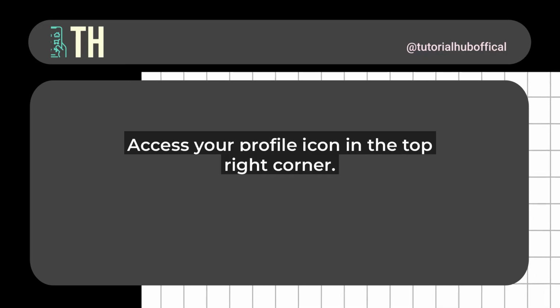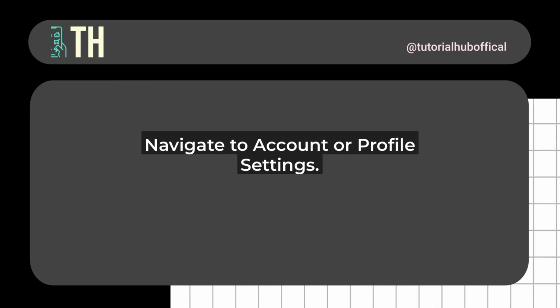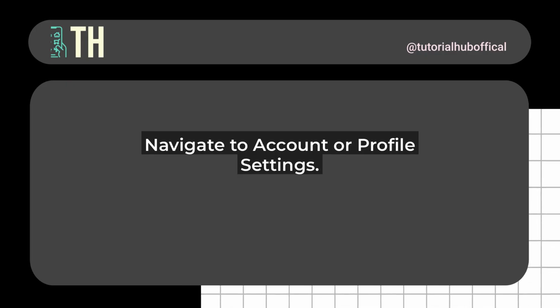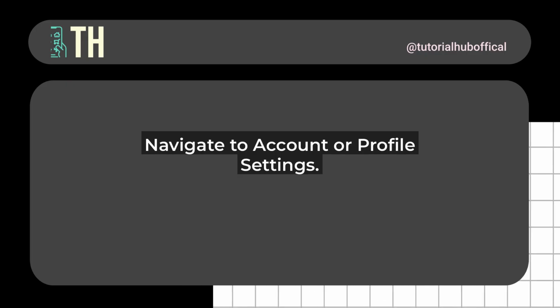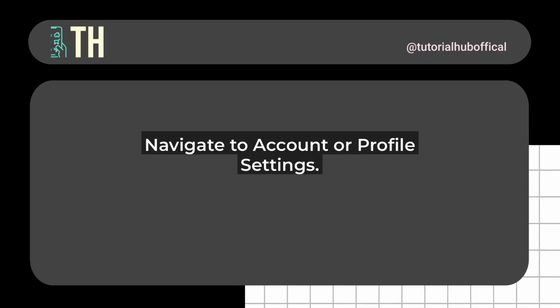Next, select Account Settings or Profile Settings from the drop-down. This is where Zillow keeps all your personal info. Scroll down until you find the email section. It's often labeled as email address or contact information. Here, you'll see your current email displayed.